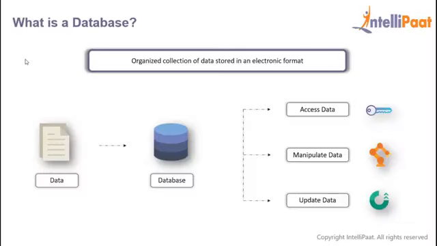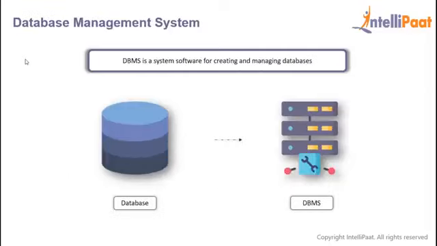So what exactly is a database? Well, simply put, it's just an organized collection of data that is stored in an electronic format. More specifically, a database is an electronic system that allows us to easily access, manipulate, and update the data. Now, the modern databases are managed using something known as a database management system. So, a database management system, or DBMS, is basically a system software for creating and managing databases. So, the DBMS provides users and programmers with a systematic way to create, retrieve, update, and manage data.